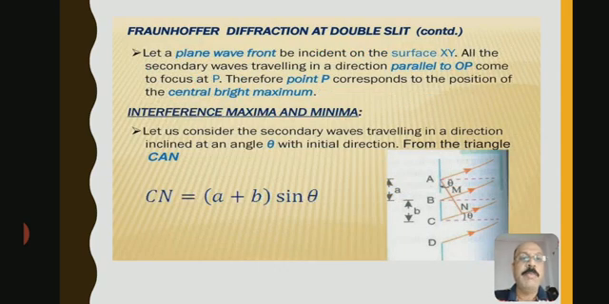Let the plane wavefront be incident on the surface XY. All the secondary waves traveling in a direction parallel to OP come to focus at P. Therefore point P corresponds to the position of the central bright maximum. Interference maxima and minima. Let us consider the secondary waves traveling in a direction inclined at an angle theta with the initial direction. From the triangle CAN, you observe the figure, CN is equal to (a plus b) sin theta, or sin theta is equal to CN by (a plus b).